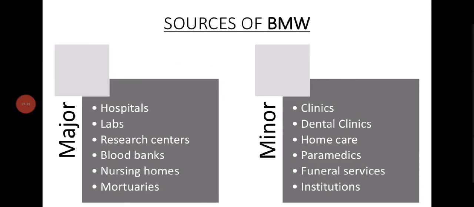What are the sources? Major sources are hospitals, labs, research centers, blood banks, nursing homes and mortuaries. But the minor sources of BMW are clinics, dental clinics, home care, paramedics, funeral services and institutions.